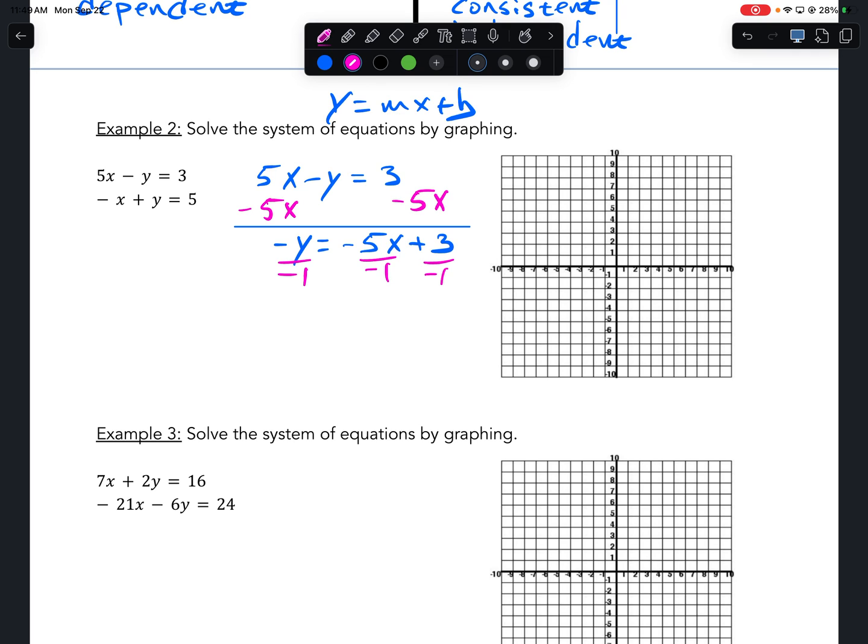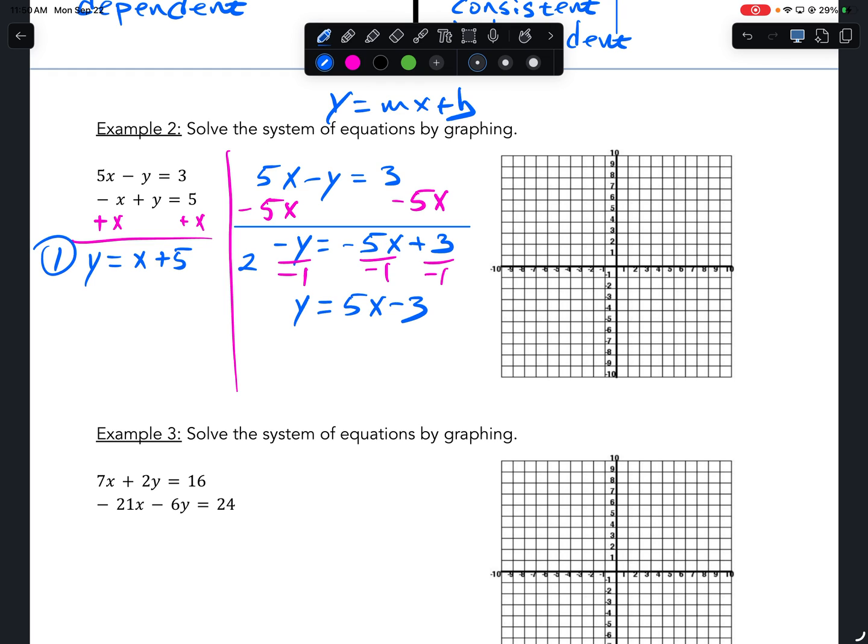Some of you guys will get lazy and write the big fraction bar with divide by -1 and then you'll screw up one of your signs. And I'll take a healthy amount of points off and write ha, because I'm mean like that. Don't be a knucklehead. So for the second equation, we're going to add x to both sides. When I do that, I get y equals x plus 5. So equation number 1 over here versus equation number 2 over here.